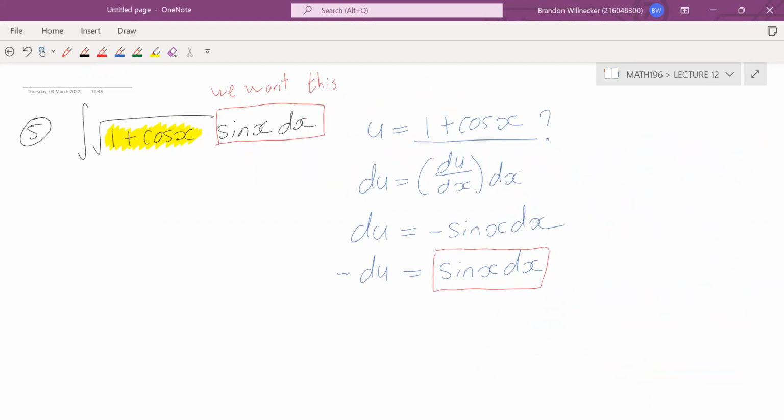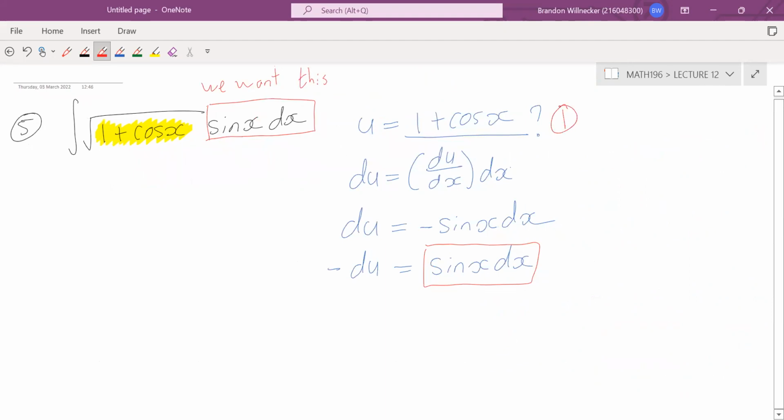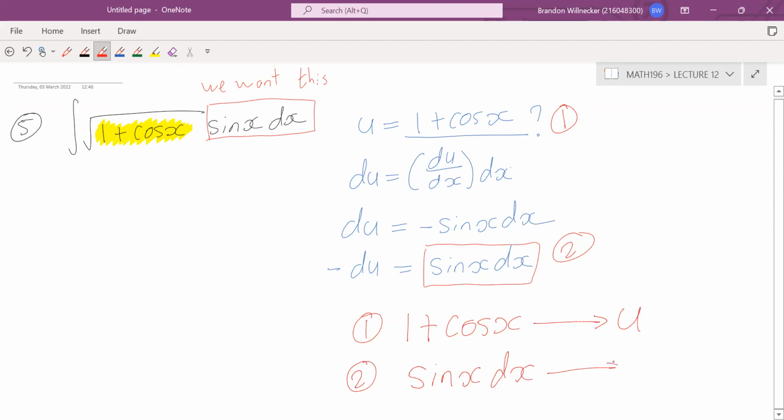Okay, so we've got our two replacements that we need to make. The first one is 1 plus cos x. We are going to replace that with u. The second thing is sine x dx. We're going to replace that with minus du. Those are the two replacements. So let's do that.